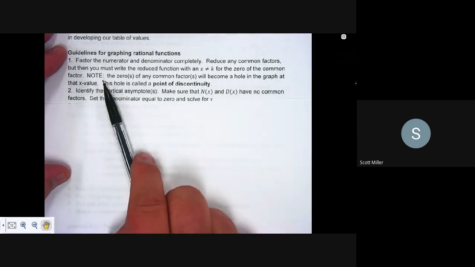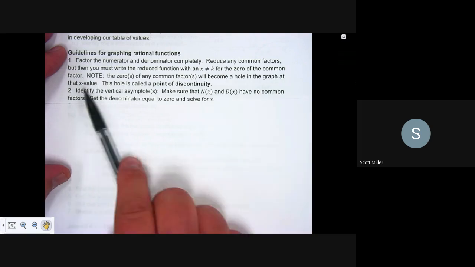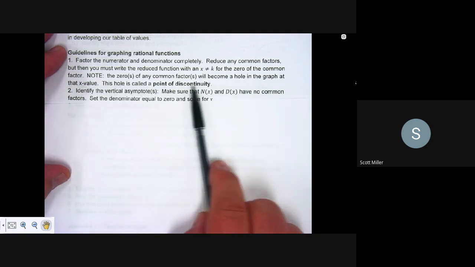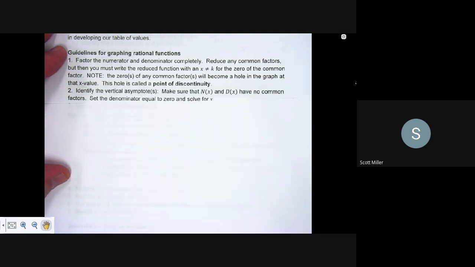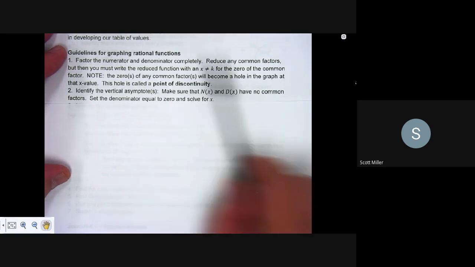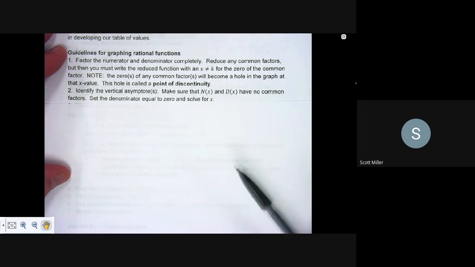Okay, the zeros of the common factors will become holes in the graph. At that value, the hole is called a point of discontinuity. So those are important to find if we have it. Once we have done this, then we're going to go into finding the vertical asymptotes.